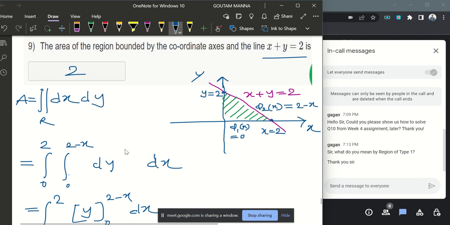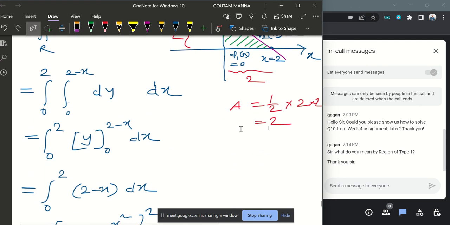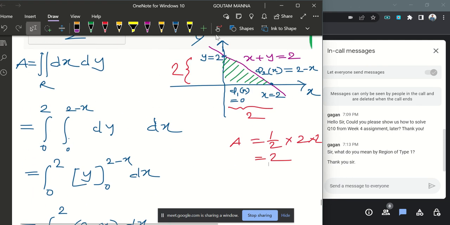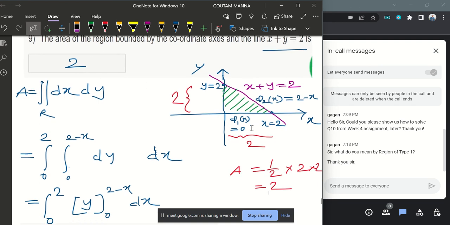So one easy way to find out the area of this region is, it's a triangle of base 2 and height 2. So area will be half times base times height, also 2. So with this double integration, we got the same answer.